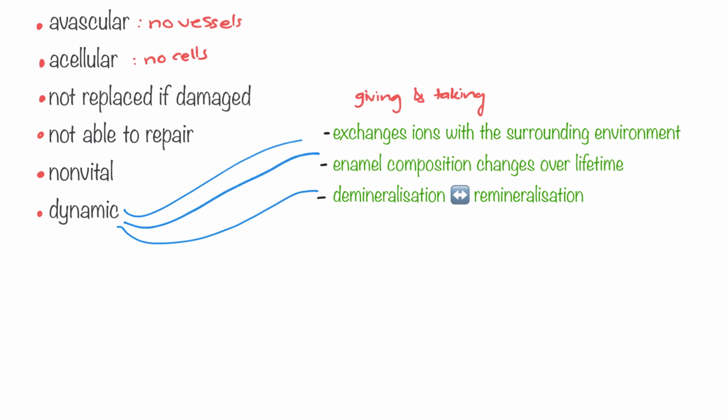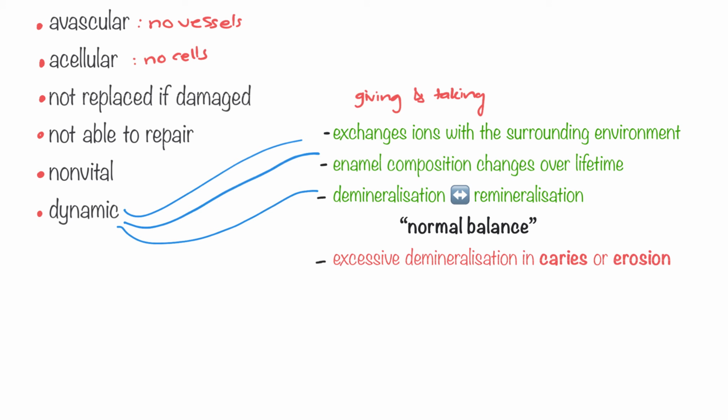Now, what this continuous process creates is known as a normal balance. So if the demineralization equals the remineralization, or the amount of minerals lost equals the amount of minerals gained, it will create a normal balance in which the enamel stays relatively healthy. Now, if the tooth loses too much minerals, or if there is excessive demineralization without enough or equal remineralization, what happens is a lot of problems. We can see excessive demineralization in caries or erosion. Alright, so we're always looking at keeping a normal balance between demineralization and remineralization.